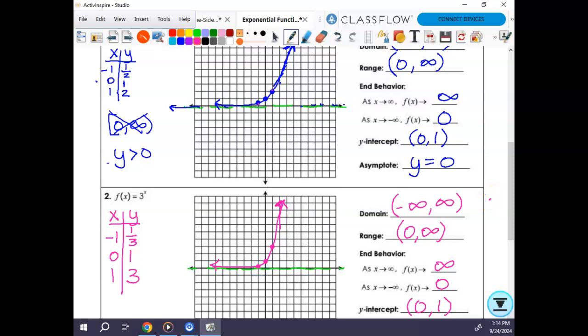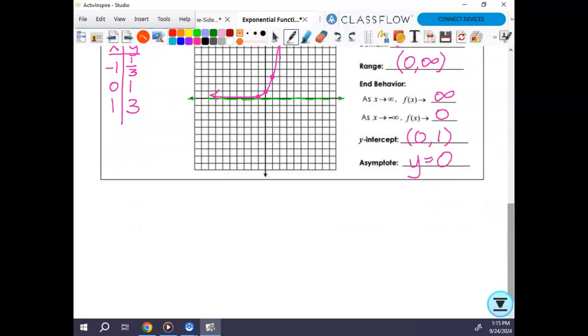The most important thing, I think, is for you to remember and understand that the y-intercept of an exponential parent function is 1, because it would be whatever number is to the 0 power, and that's always going to be 1. Okay? Does that make sense to you? That's a connection you need to make here.